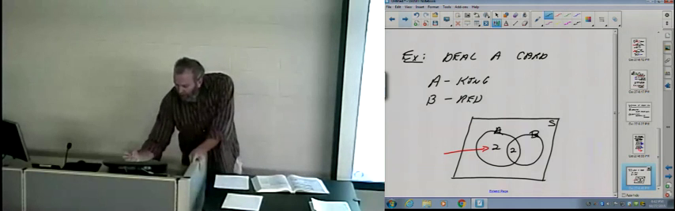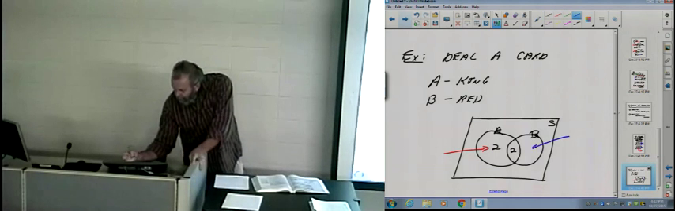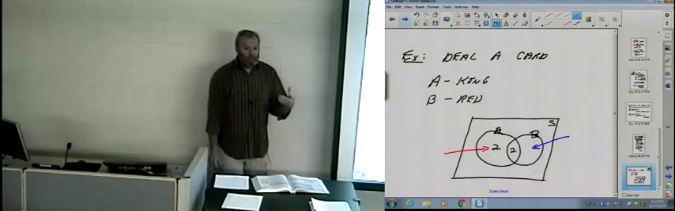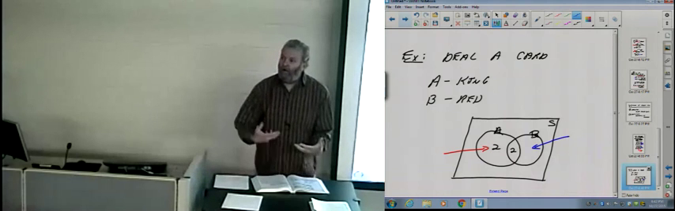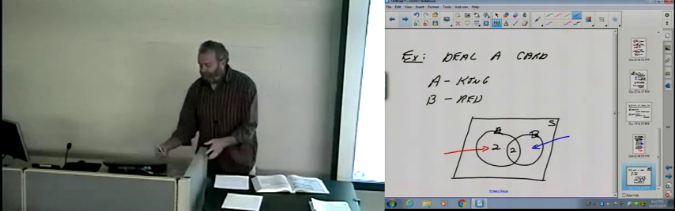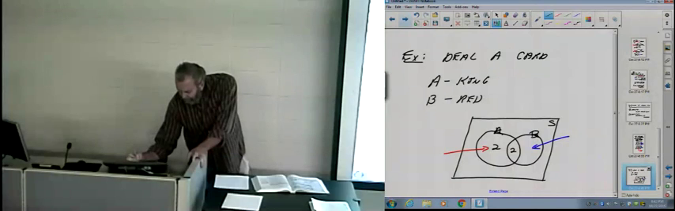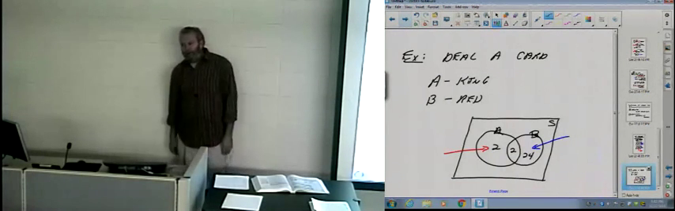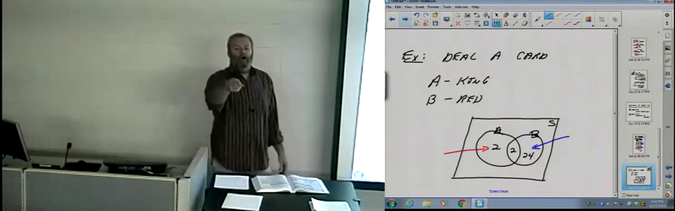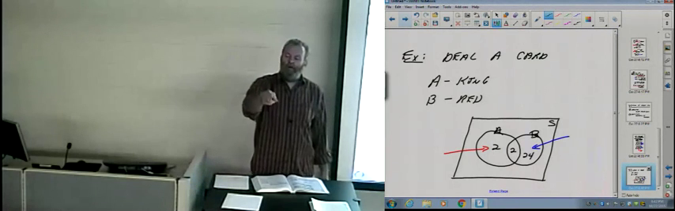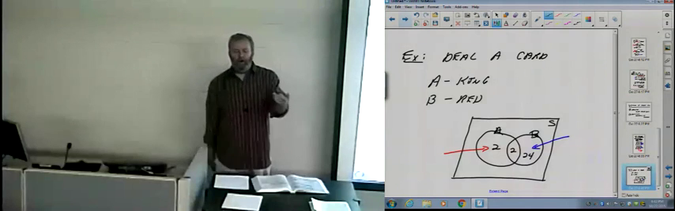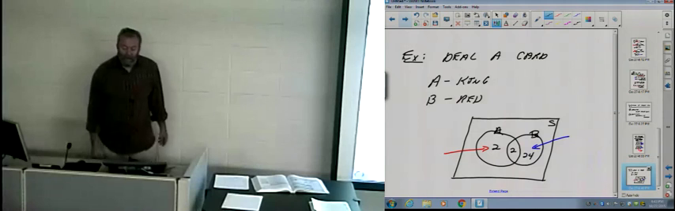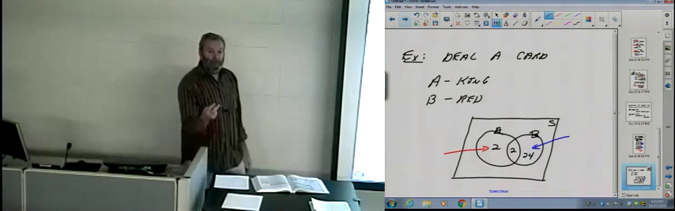Does everybody see this part over here? That's the rest of the red cards, right? The 2 red kings are there. How many red cards are left over? Does everybody understand where I got my numbers from? In the middle, in the overlap, the cards that are in common are the 2 red kings. Out here where I got the little red arrow, that's the other kings, the 2 black kings. Out there where I got the blue arrow, that's the rest of the red cards.